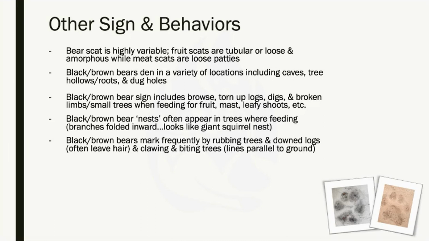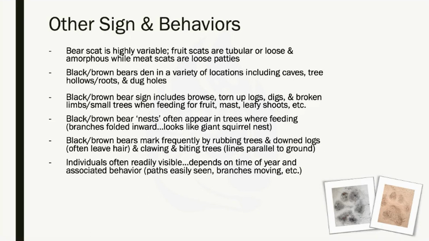They also will claw and bite trees. And one of the interesting things about it is when they do that, and it makes sense when you think about it, to get their jaw around the tree, they'll turn and put their head in sort of a horizontal position and bite across the tree. Okay. And so what you'll see is these lines that are parallel to the ground, rather than in the vertical direction, which you'll see with a different species, like let's say cat scratches.